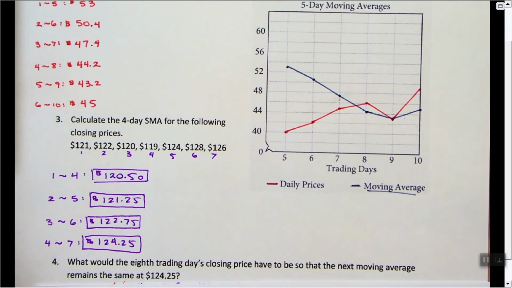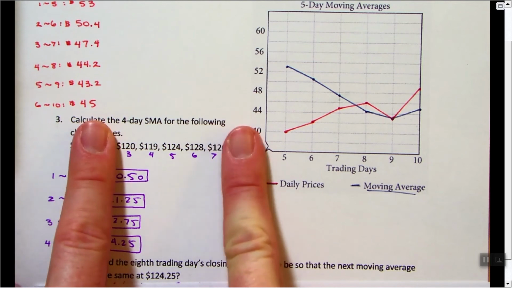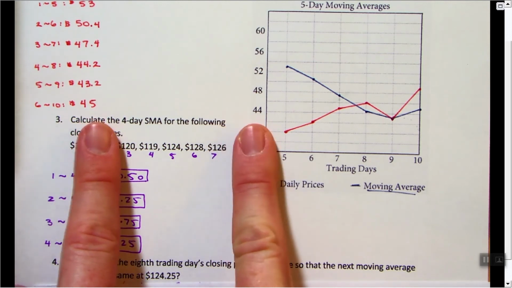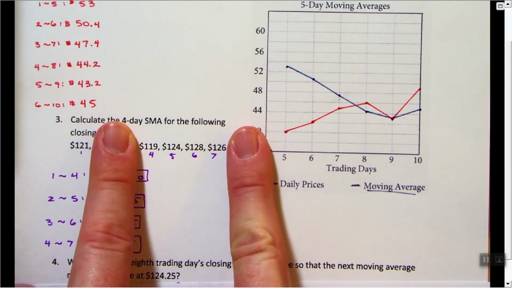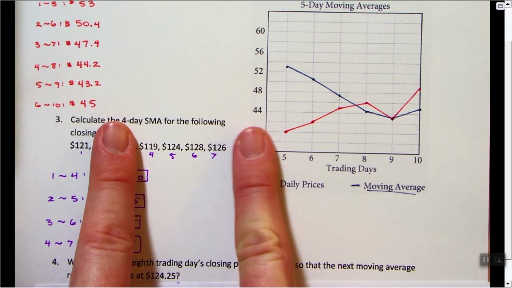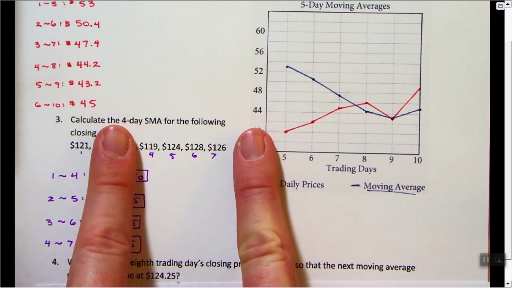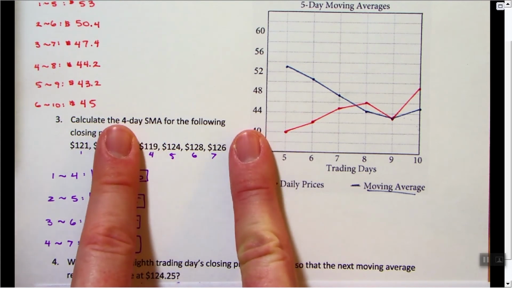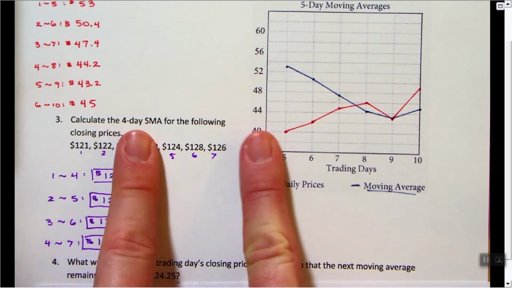So basically, adding up 3 through 6 here, you get that, right? And then 4 through 7, you get this. What would my next price have to be so that my next moving average would be the exact same? Get the idea? Well, the next one would have to be the thing that I cut out, 119, right? That's the answer for the next one, okay?